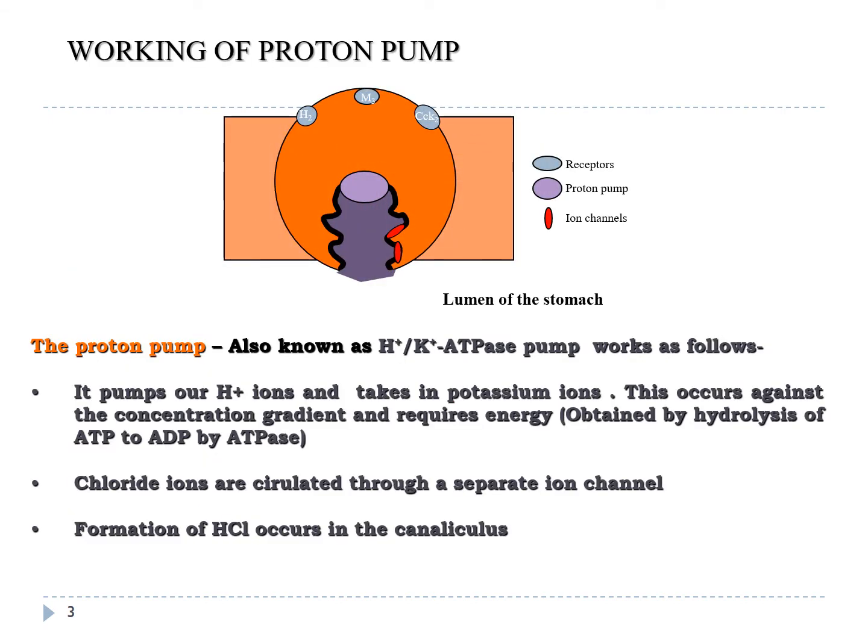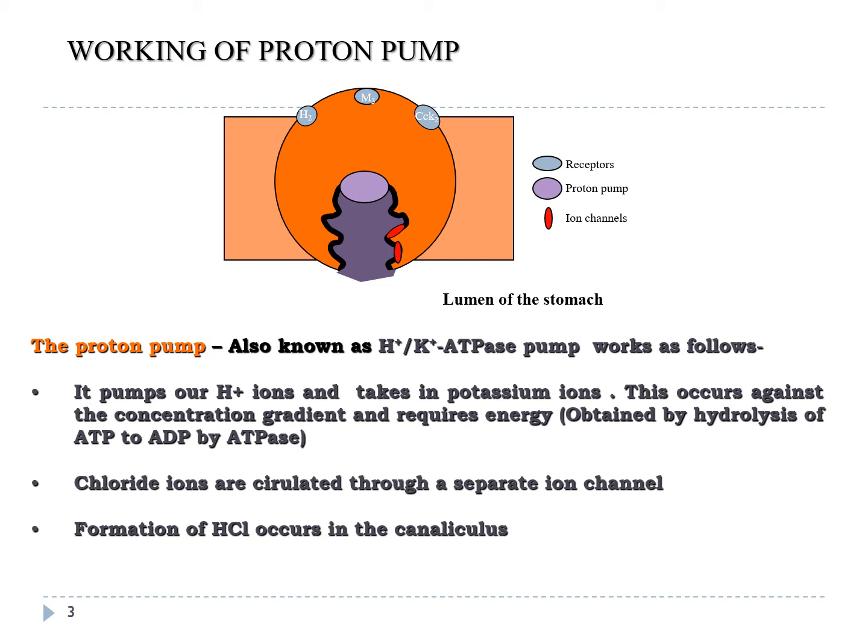Working of proton pump. As we know, secretion of gastric acid in the stomach occurs through the activation of several receptors, and in the end the proton pump adds a proton, that is the hydrogen ion, leading to the final step in the synthesis and secretion of HCl. This occurs through activation of several receptors, the proton pump, and through the various ion channels.